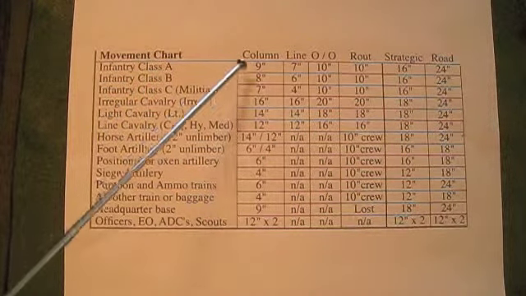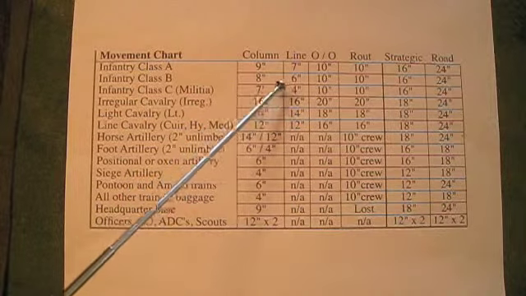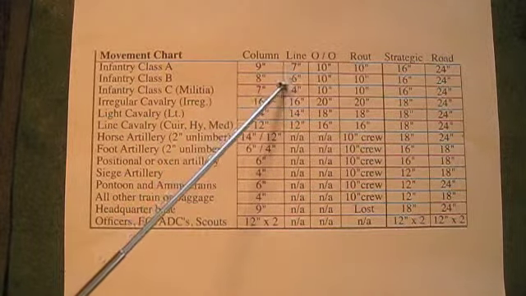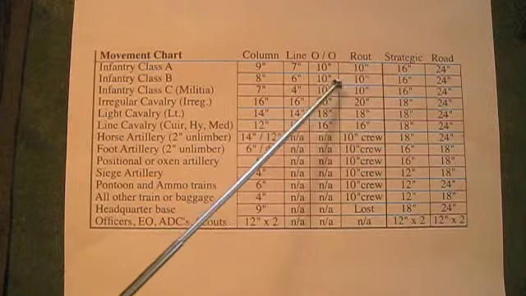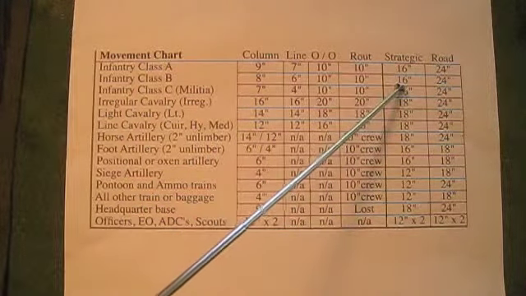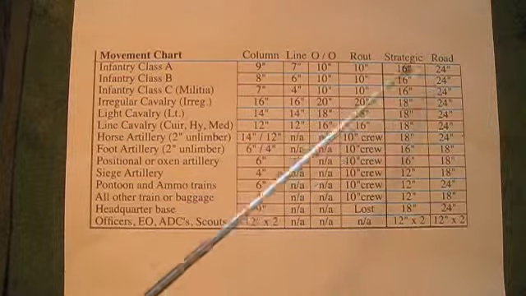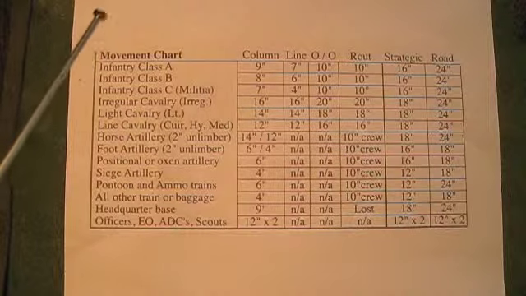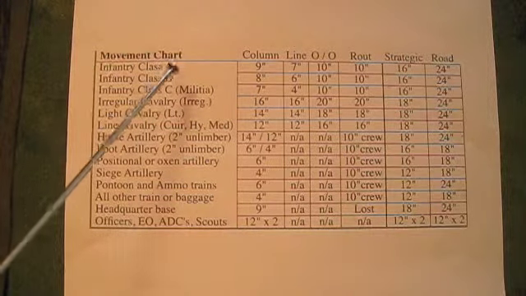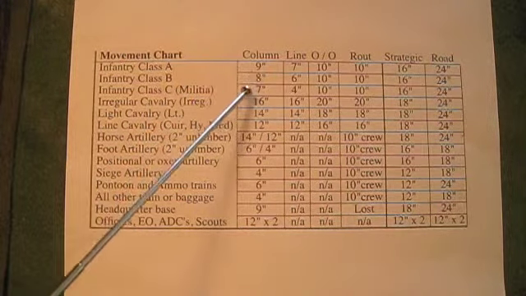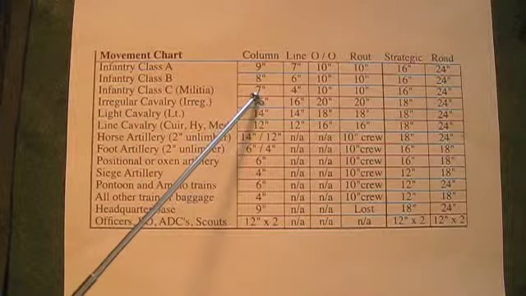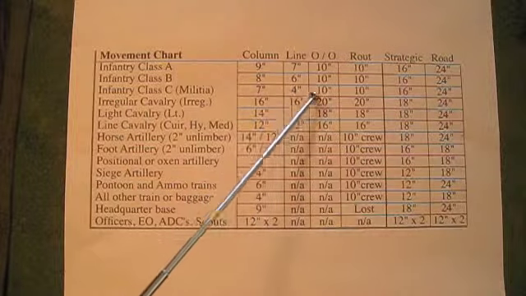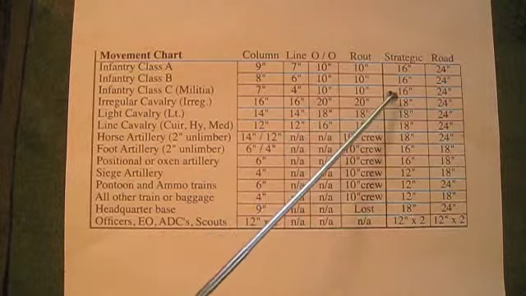Class B, the only real difference is the column and linear lines are a little bit slower, where column drops down to 8 inches, line drops down to 6. But otherwise, open order is still at 10, route is still at 10, strategic still at 16, and road is still at 24. Class C, being militia and really behave or march poorly when they're in a linear formation, move even slower. Column drops down to 7, line drops down to 4. Open order is 10, 10, 16, 24.